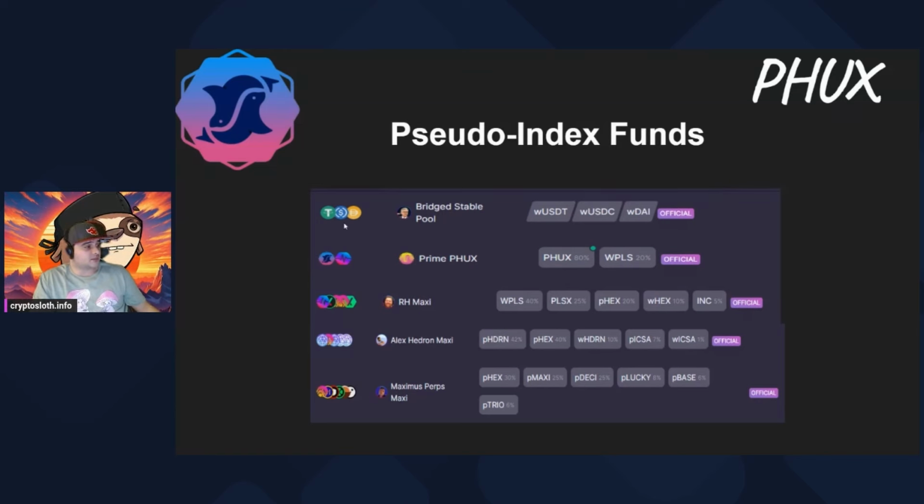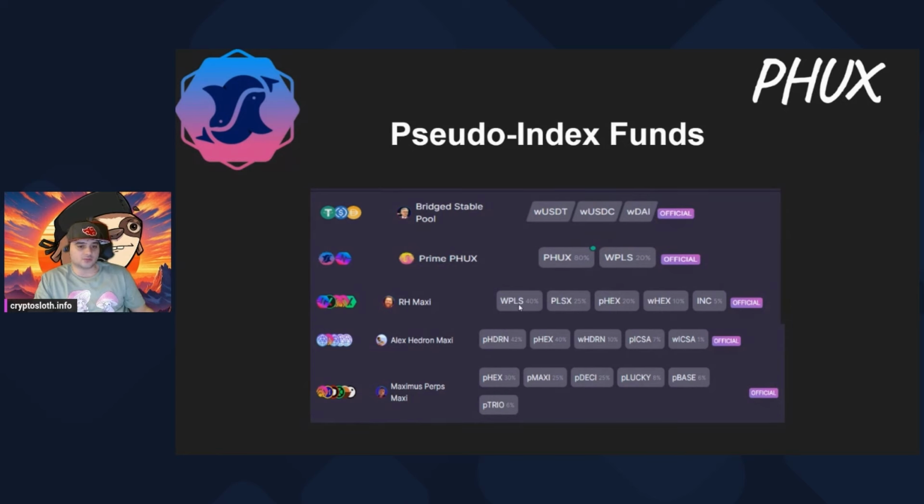So we have a couple of pools here: the Bridge Stablecoin pool, Prime PHUX, RH Maxi, the Hedron pool, and the Maximus Perps pool. What's really cool is that when you provide liquidity in the RH Maxi pool, you are holding all of these tokens at the same time. All of these tokens can be swapped with each other. You can go from Pulse to PHEX, Pulse to EHEX, PulseX to Pulse, whatever it might be. And these are the ratios by which you're providing that liquidity.